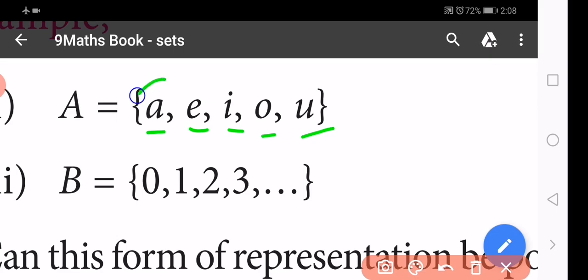So only one time A can be used within the set. That is the meaning. In roster form, each element of the set must be listed exactly once. Within curly brackets, we use one element only once. More than one time we cannot write within the curly brackets.